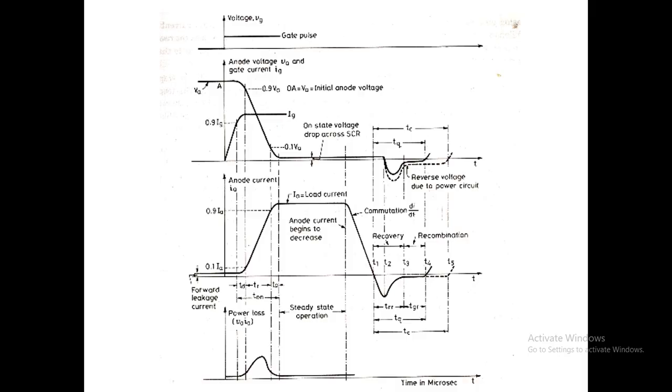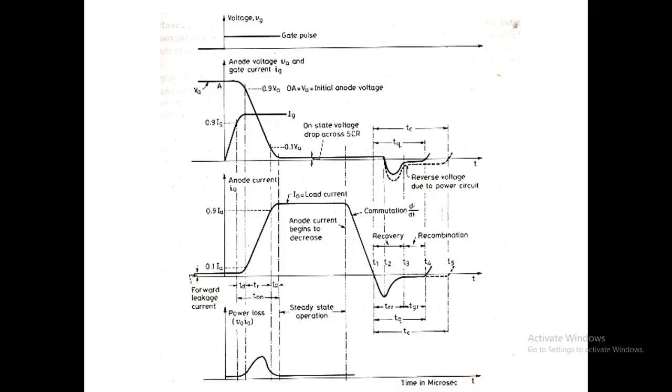Semi-controlled device in the sense that if you apply the gate signal, the SCR will be turned on. But once the SCR is turned on, the gate loses its control, and when the gate pulse is removed, the SCR cannot turn off. For the turn off process, we have to provide some commutation circuit, or we have to reduce the anode current below the holding current, so that the SCR will get turned off.